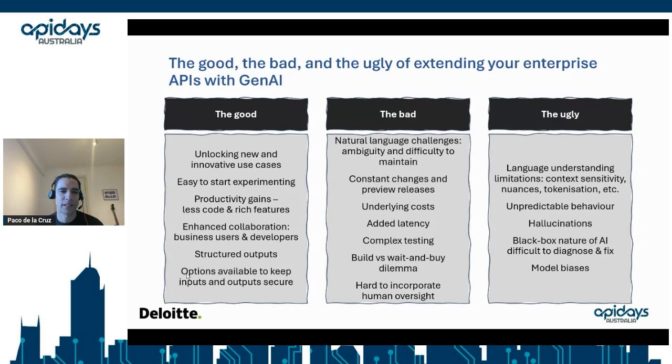And there are options to keep inputs and outputs secure, right? So for example, Azure OpenAI allows you to keep all these within your private network and have secure access control to your APIs. So yeah, there are a lot of benefits there.